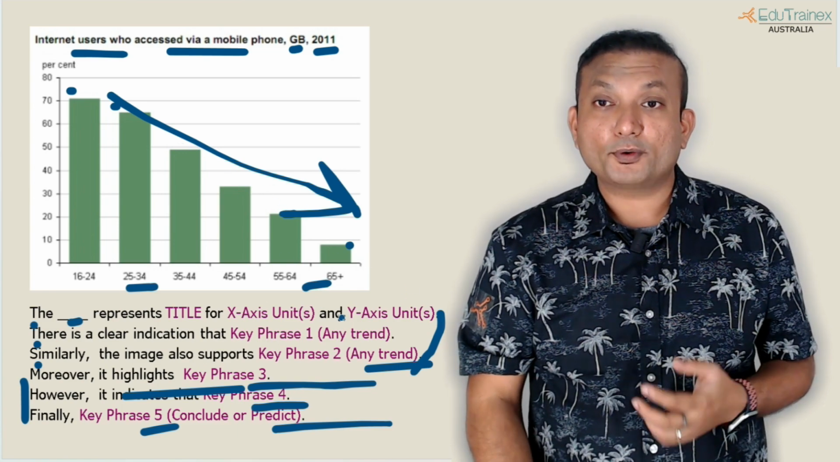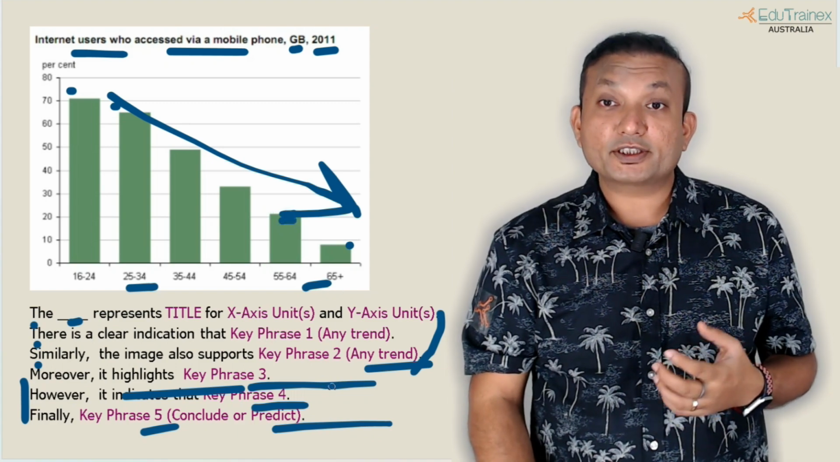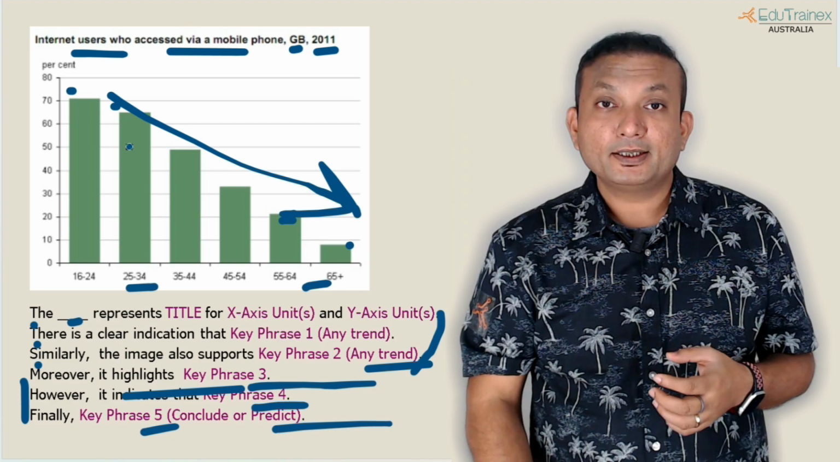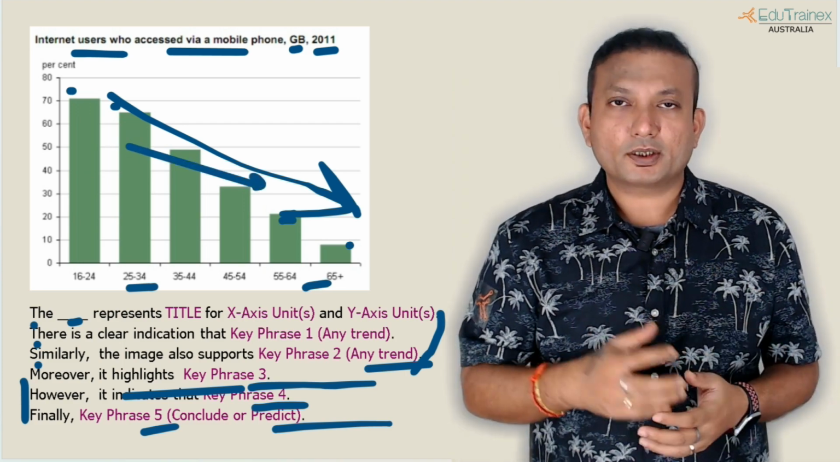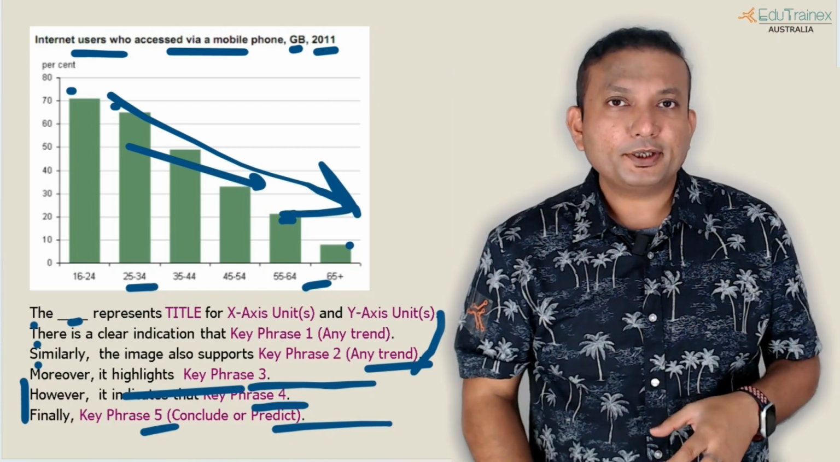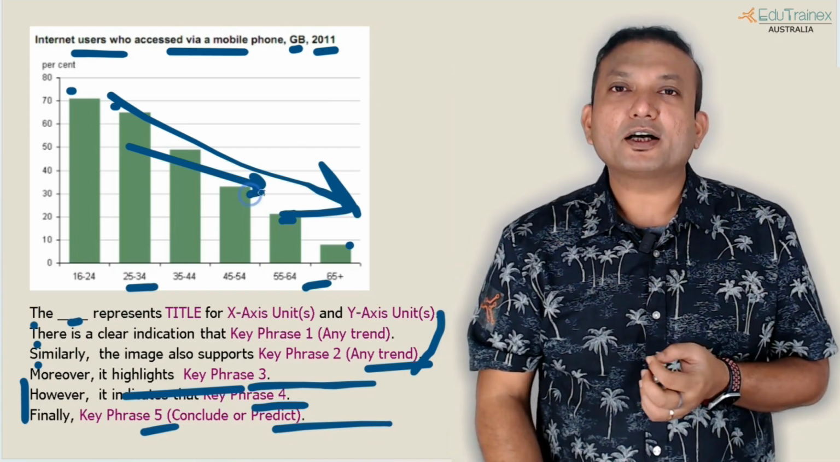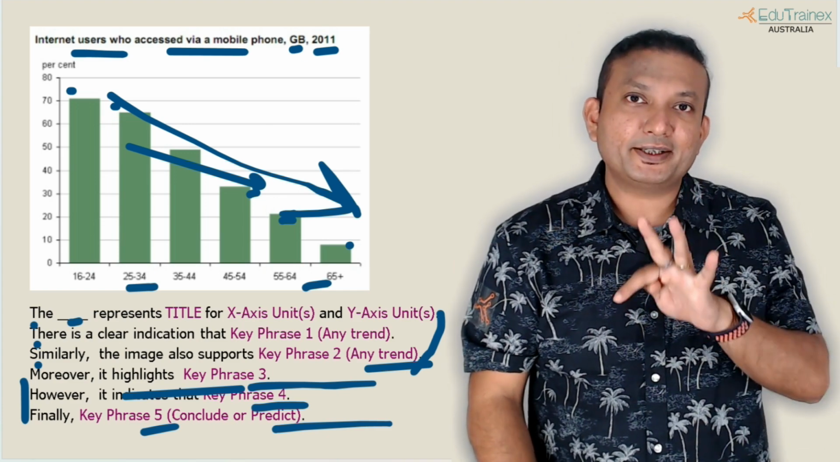However, it indicates that 55 to 64 age group are just above the minimum, which is at 20%. Finally, we can clearly see that the number of internet users accessing via mobile phone decreases as the age increases. So some grammar issues, if you have, don't worry about it, because this score doesn't give you marks for grammar. It gives you marks for fluency and relevance and pronunciation. Only 3 criteria for speaking module.